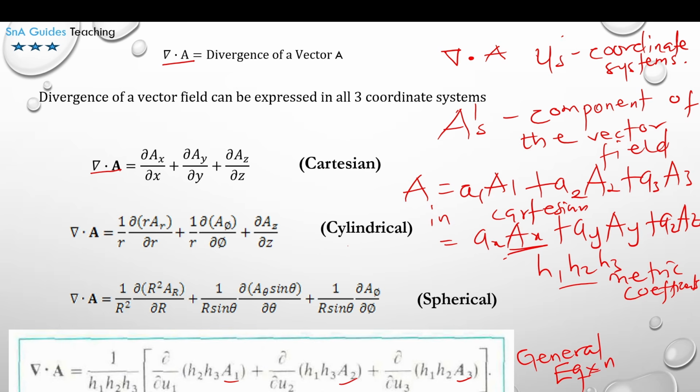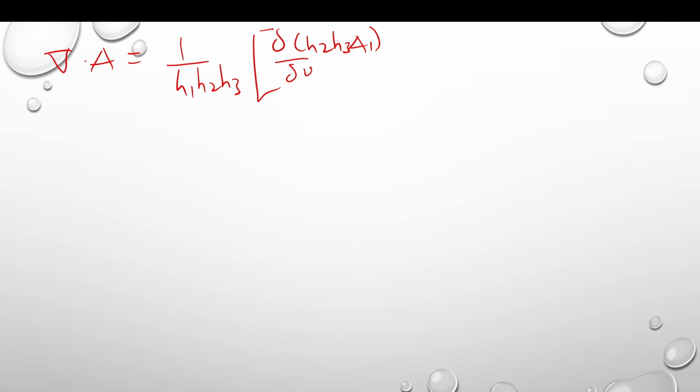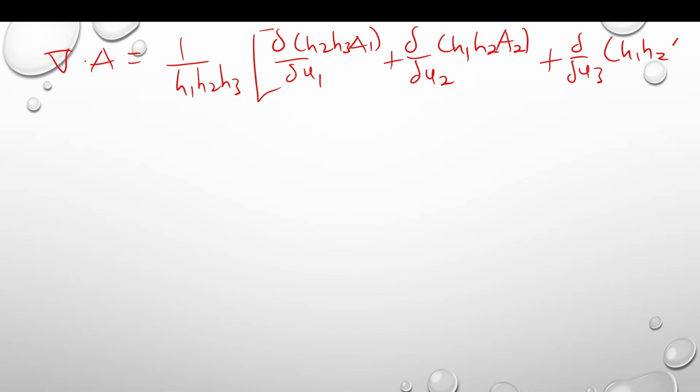So you can try the spherical. The general formula or equation is given by the divergence of, let's say, E is equal to 1 over H1 H2 H3 multiplying the partial derivative with respect to U1 of H2 H3 A1, plus the partial derivative with respect to U2 of H1 H3 A2, plus the partial derivative with respect to U3 of H1 H2 A3.